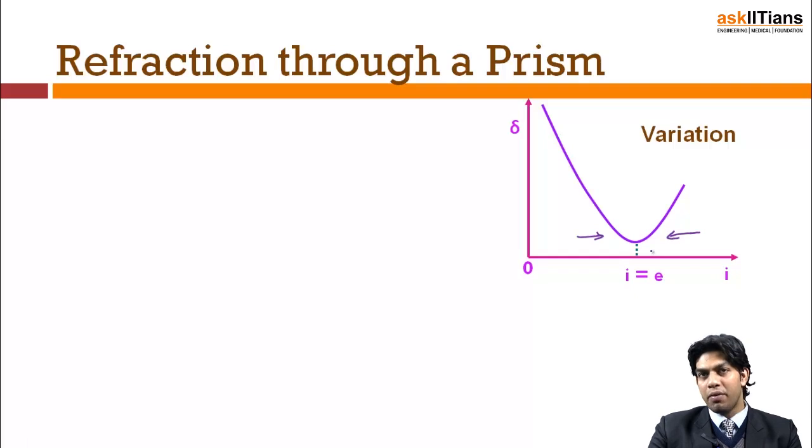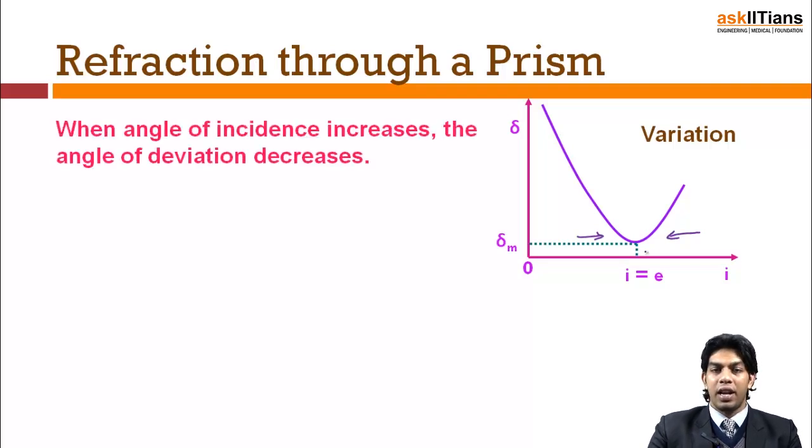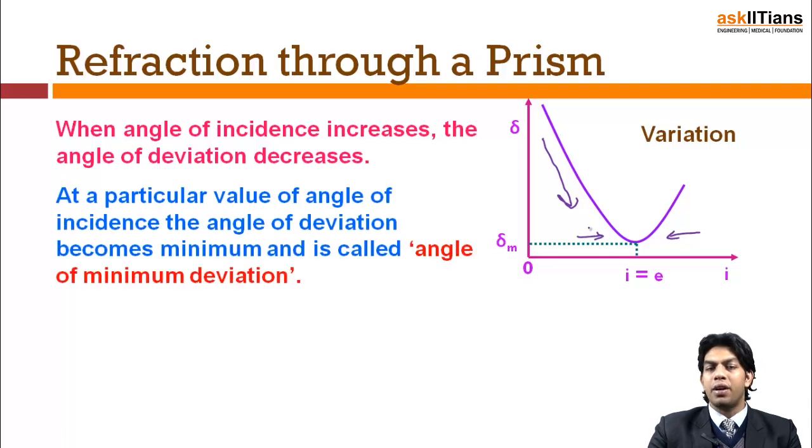And we get the minimum when angle of incidence is equal to angle of emergence. That is the minimum angle of deviation for a particular angle of incidence. So when an angle of incidence increases, the angle of deviation decreases. As you can see, when it increases, it kind of decreases and it reaches a minimum value. At a particular value of the angle of incidence, the angle of deviation becomes minimum and is called angle of minimum deviation. So this del m corresponds to what's being written in red letters.